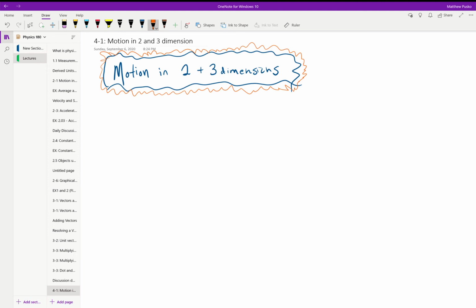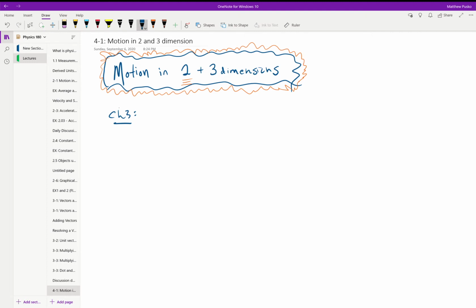Okay, it's time for motion in 2 and 3 dimensions. Most of the time we'll be working with 2 dimensions, but we need to know how to do 3 also. The reason we just covered chapter 3 is because that was all in vectors, if you recall. And to describe motion in 2 or 3 dimensions, we are going to have to use vectors.